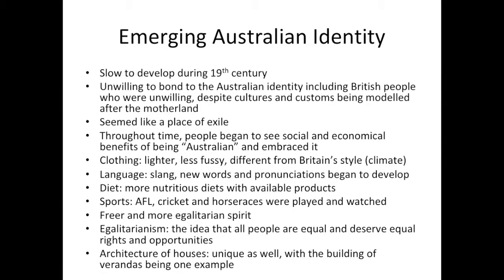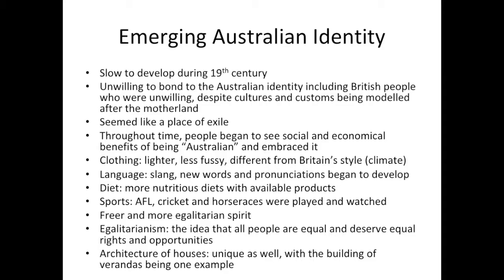Emerging Australian identity. A sense of Australian identity was slow to develop during the 19th century. Many immigrants were unwilling to bond to the Australian identity, including British people who were unwilling despite the cultures and customs being modelled after the motherland. For convicts being sent to this isolated land, it seemed like a place of exile, but throughout time, people became to see social and economic benefits of being Australian and embraced it.